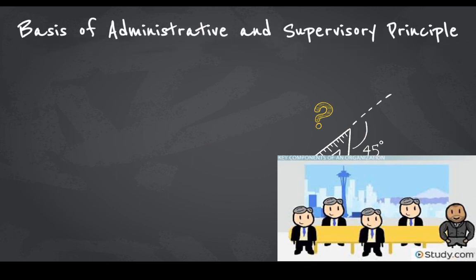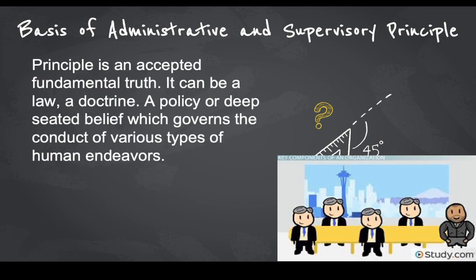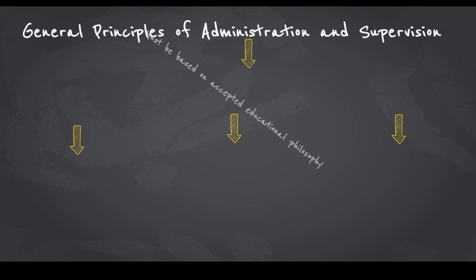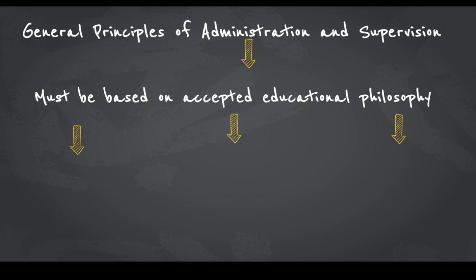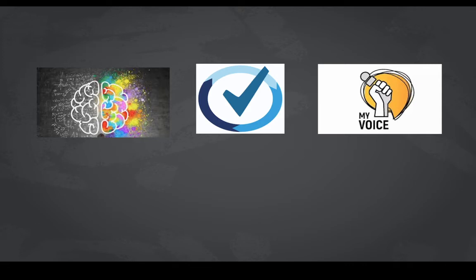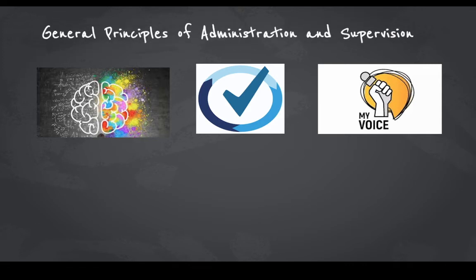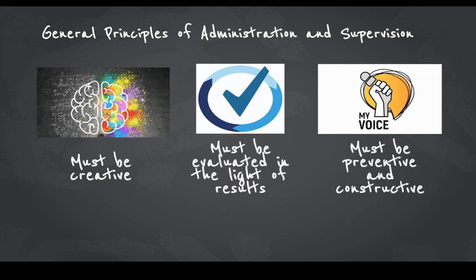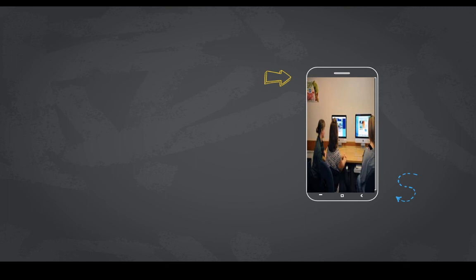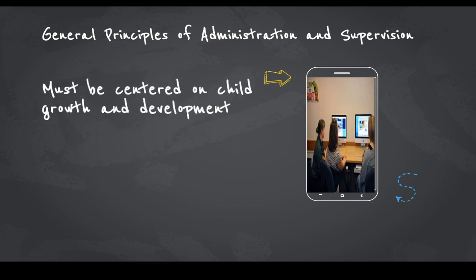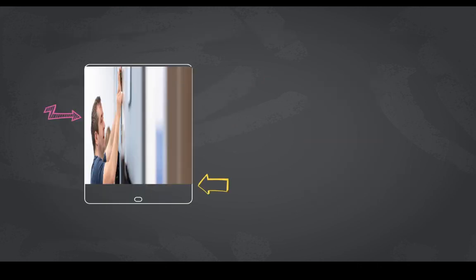For the basic administrative and supervisory principles, we have the accepted fundamental truth that can be a law or doctrine, and these are the following: must be based on accepted educational philosophy, must be democratic, must be cooperative, and must be effective. One principle of administration is to be creative, to be evaluated, and to be preventive and constructive as well. The principle of administration and supervision must be centered on child growth and development, flexible as well.